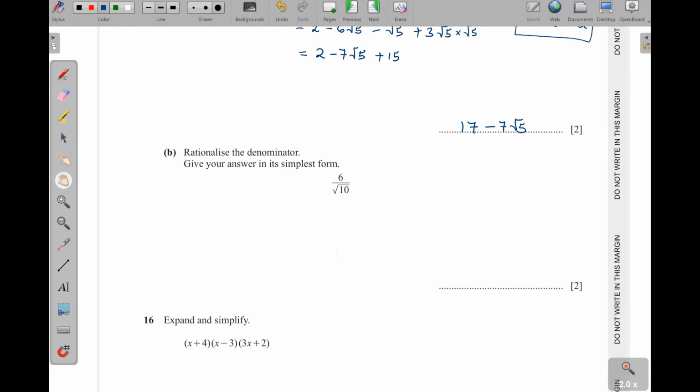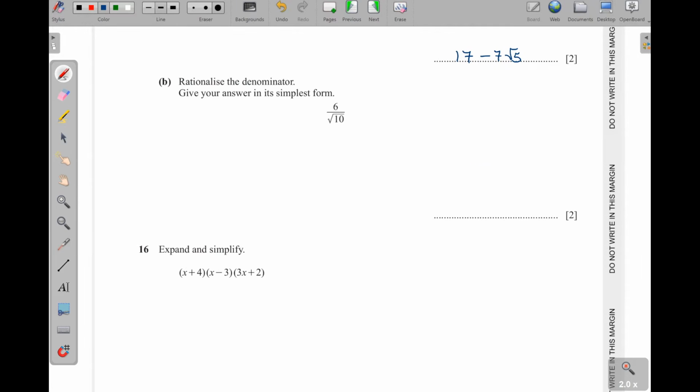And then part B, rationalize the denominator. To rationalize the denominator, we multiply the denominator and numerator by the conjugate of the denominator.